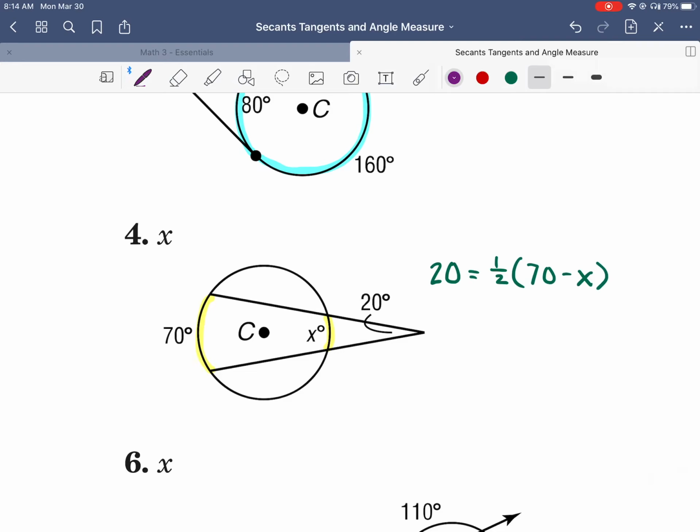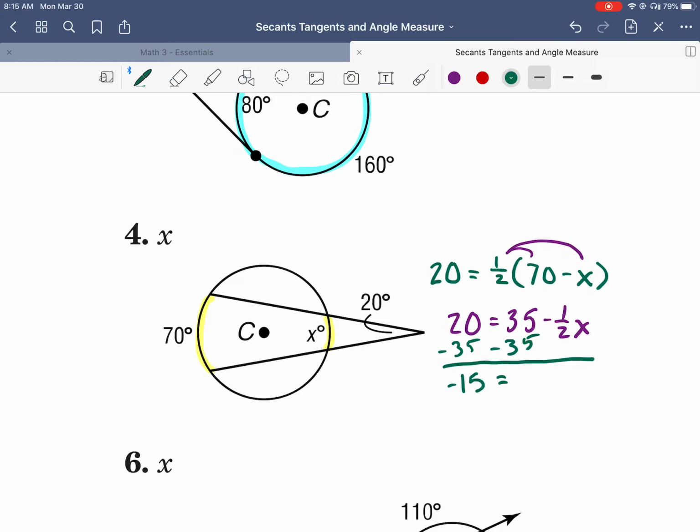Couple ways to solve this equation. I tend to like to distribute inside of parentheses. 20 equals 35 minus 1 half x. I'm going to subtract 35 from both sides. Negative 15 equals negative 1 half x. The only thing attached to the x is still the negative 1 half, so I'm going to divide both sides by negative 1 half. And x equals 30 degrees. If you're not comfortable with your calculations, of course, you can use the calculator.